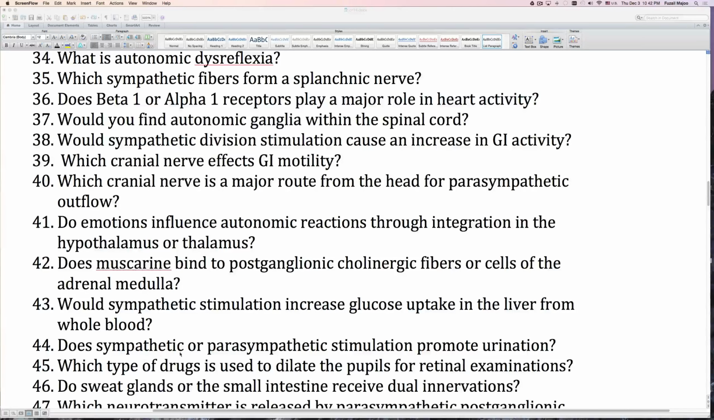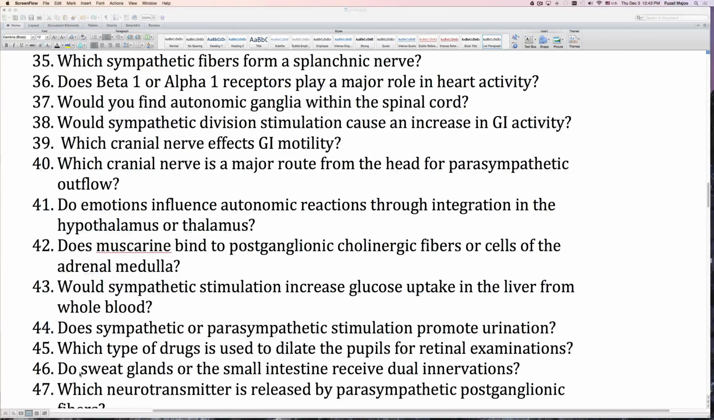Number 44. Does sympathetic or parasympathetic stimulation promote urination? Number 45. Which type of drug is used to dilate the pupils for retinal examinations? Number 46. Do sweat glands or the small intestines receive dual innervation?